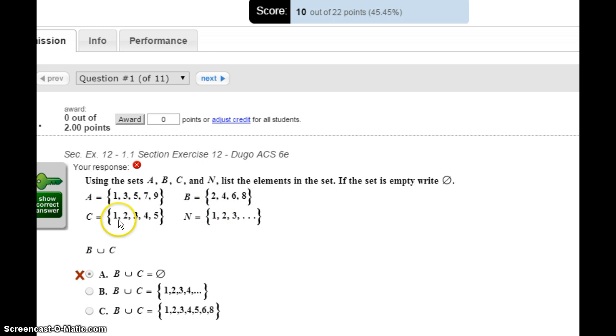So the new set should have the numbers 1, 2, 3, 4, 5, and also these numbers. Well, we already said 2 and 4, so it should have 1, 2, 3, 4, 5, and also 6 and 8. So it's choice C here.